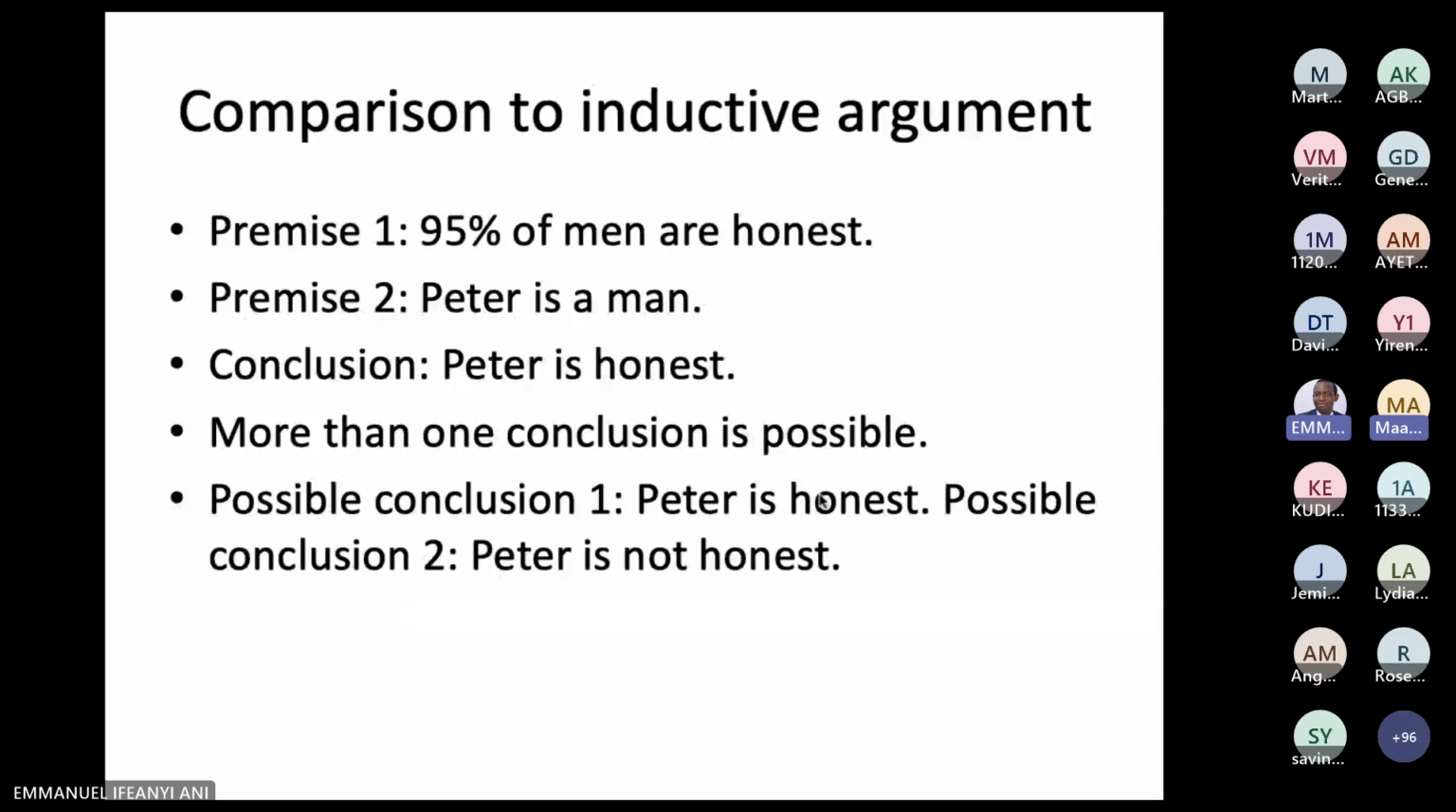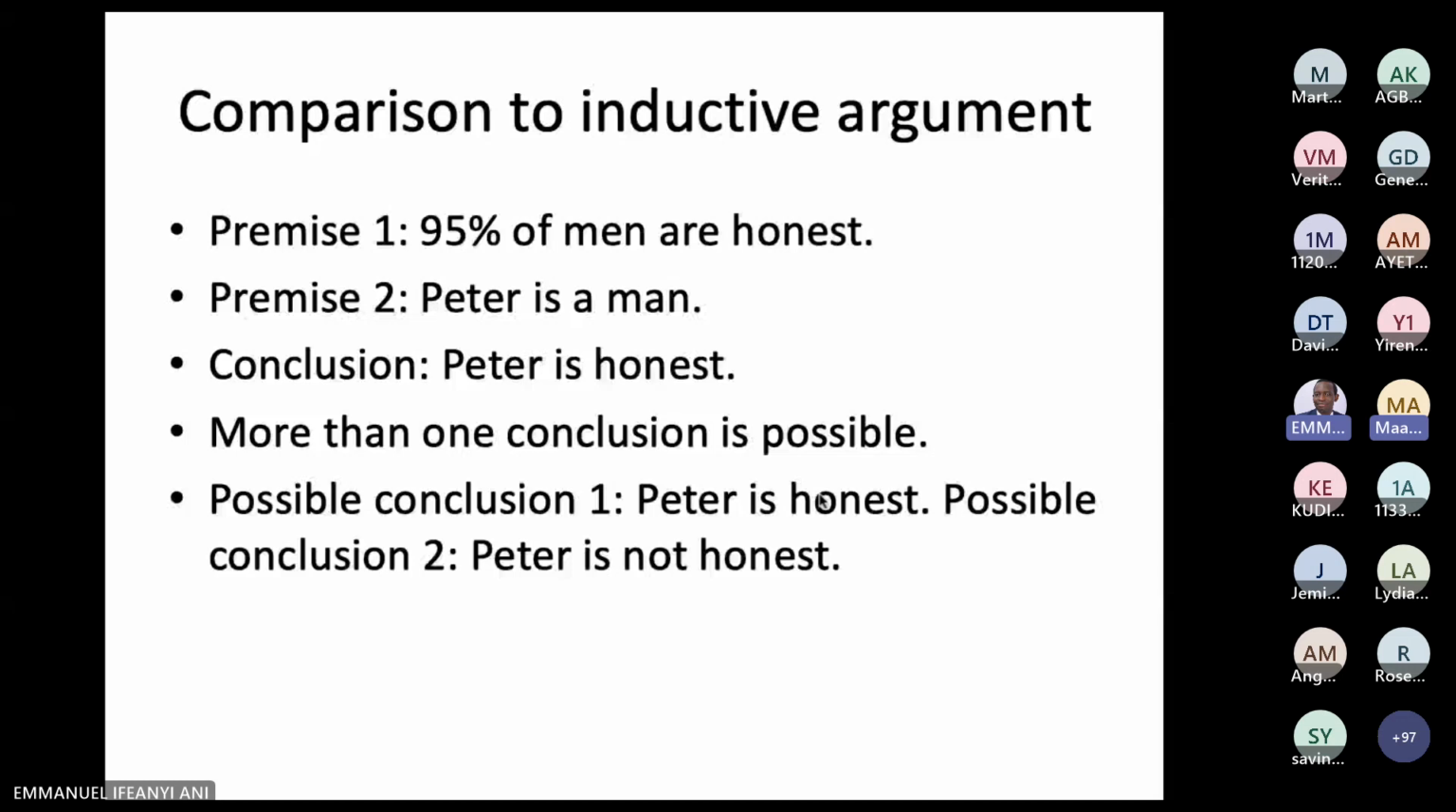Now let's compare it to an inductive argument. This is an example of an inductive argument. Premise 1, 95% of men are honest. Premise 2, Peter is a man. Conclusion, Peter is honest. So premise 1 tells us that 95% of men are honest, which implies that 5% may not be honest. We're only sure that 95% are honest, but we're not sure of the other 5%.